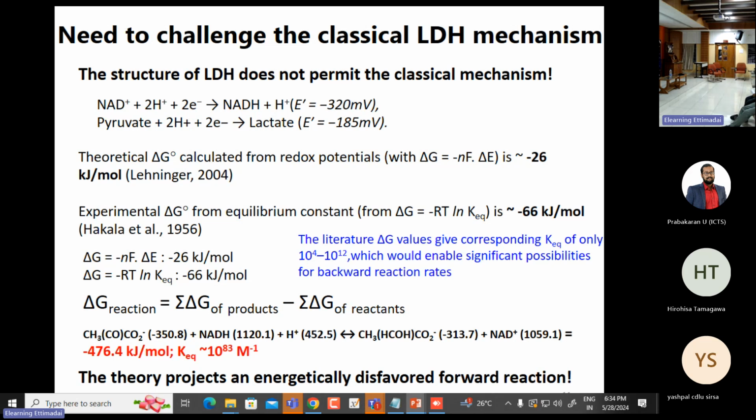So we kind of guessed that pyruvate to lactate is very feasible because the equilibrium constant is very high, but lactate to pyruvate, because if you reverse the sign, +476, it becomes very difficult. And to get that much energy, you need something to support that, to reverse it. So this is an energetically disfavored forward reaction. By forward reaction, we mean lactate to pyruvate.